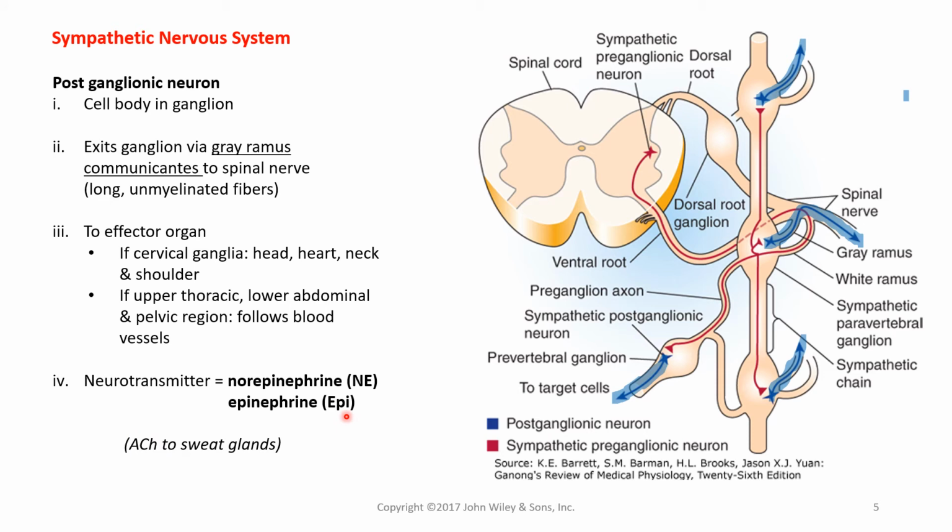Now, there's one exception, and the one exception is that in the sympathetic nervous system, it can release acetylcholine when it's going to your sweat glands. So the sweat glands are going to be your one main exception. Everything else postganglionic in the sympathetic is going to be epinephrine or norepinephrine.